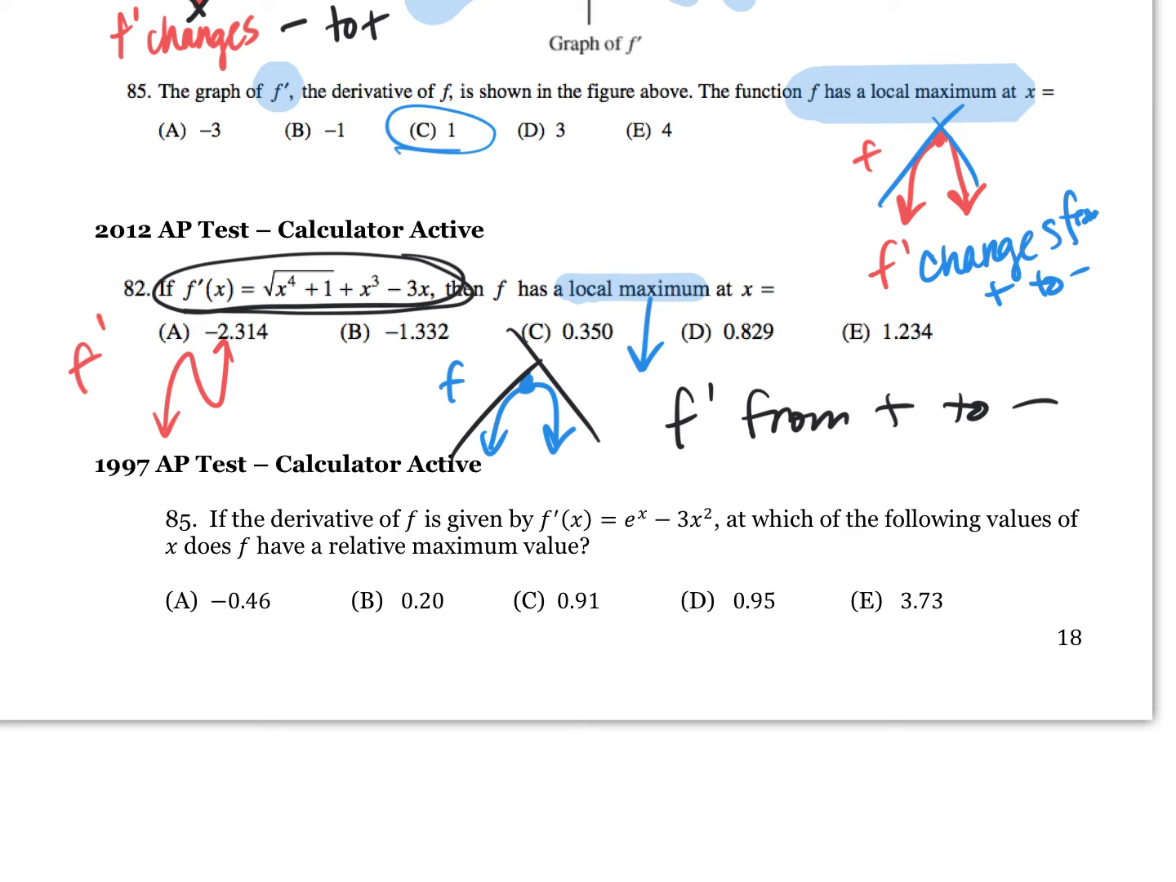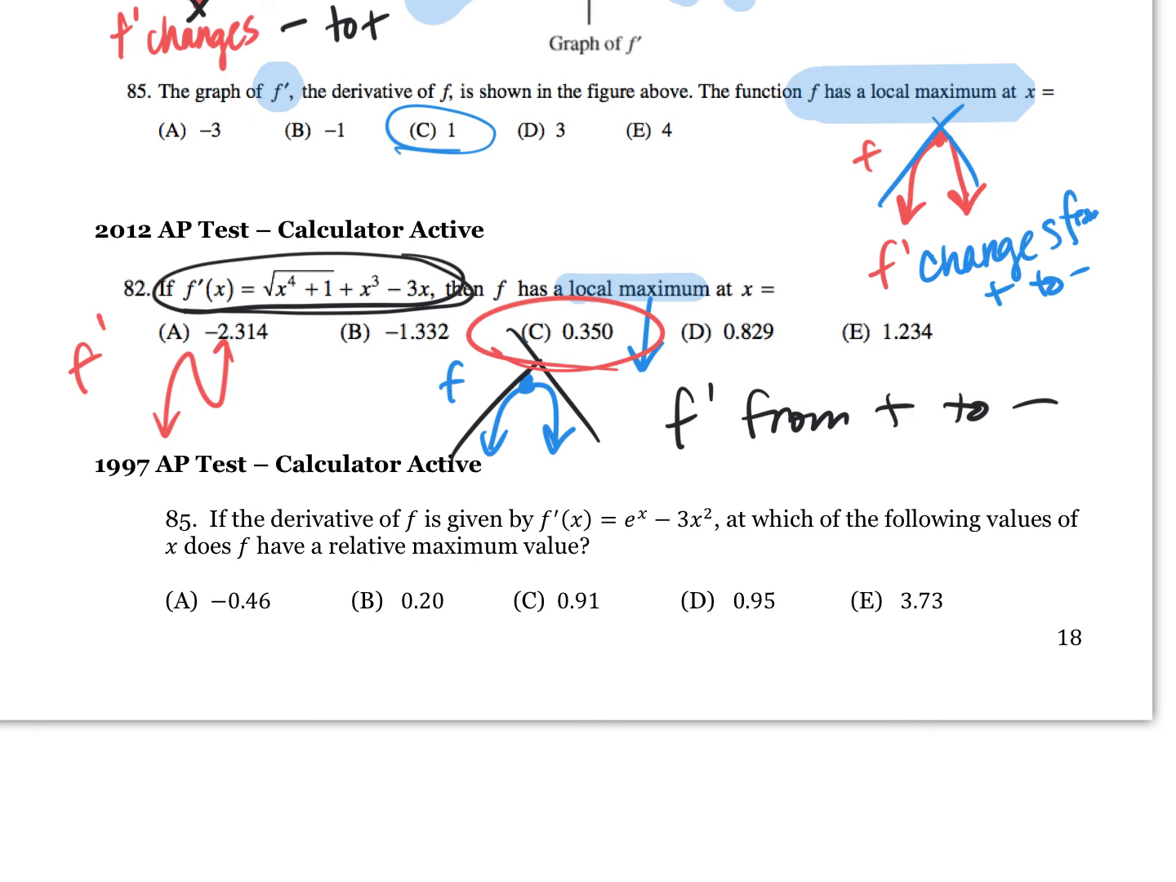Second trace, what are we looking for? A 0. Go to the left of that point. Go to the right of that point. Yeah, this is the graph of f prime. Did you guys get 0.35? Yes. Okay.